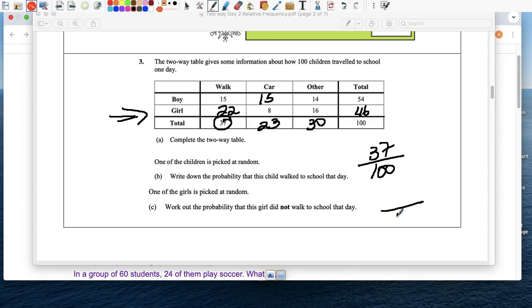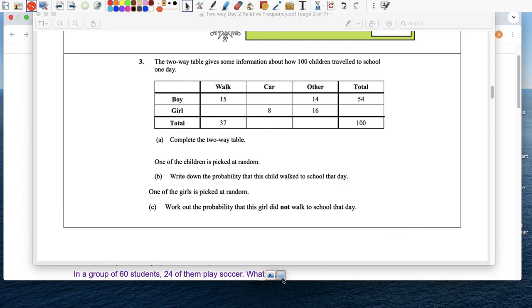So out of the 46 girls, what's the probability that a girl did not walk? Well, a girl who did not walk, we're talking about these two groups: the girls that took the car or other means of transportation. So 24 out of 46, which you can change on your own to a decimal and a fraction.